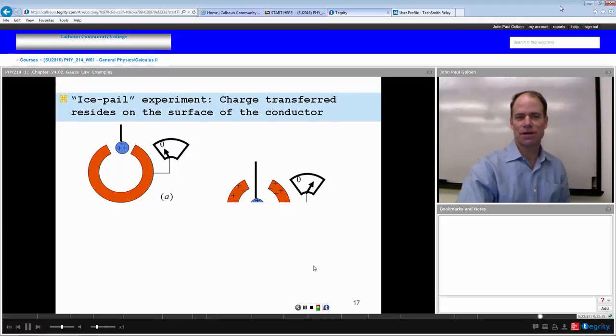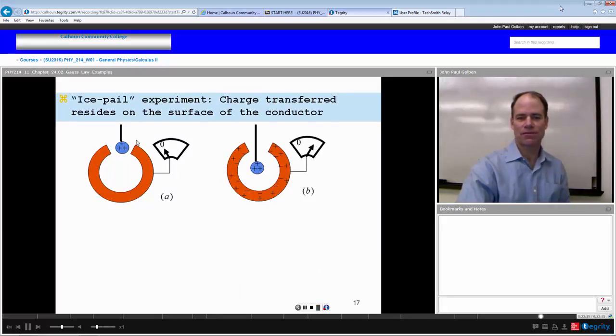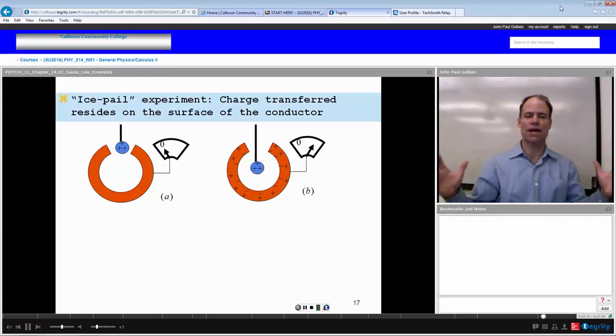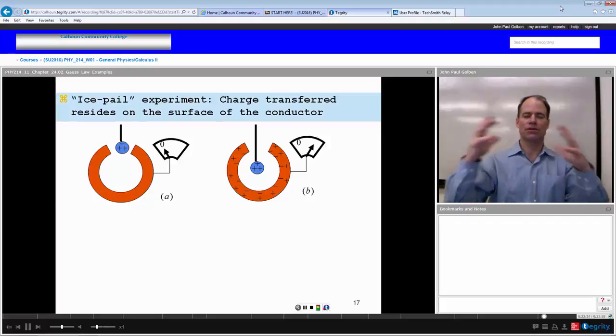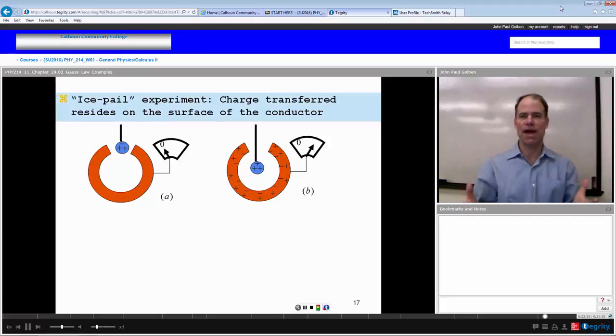Here's the ice pail experiment by Faraday. If you took a charged ball, put it into a neutrally charged ice pail, it would induce charge to form of the same magnitude but opposite charge on the inner side of the pail. And since the pail is neutrally charged to begin with, that means an outer part of the pail would form a similar magnitude positive charge.